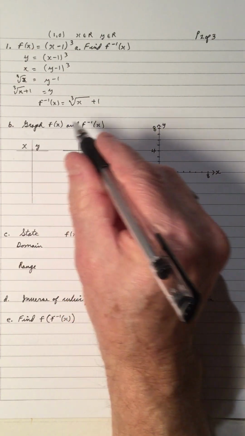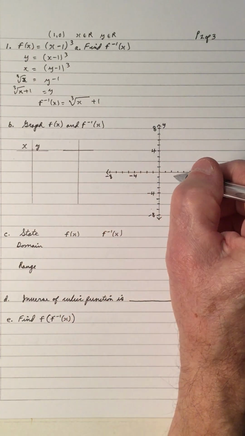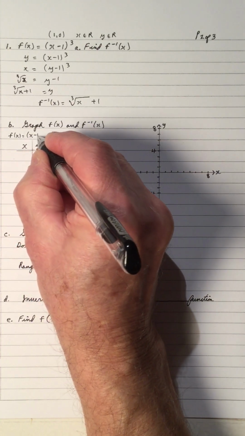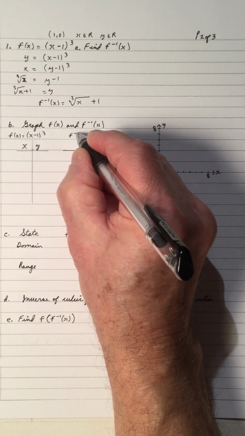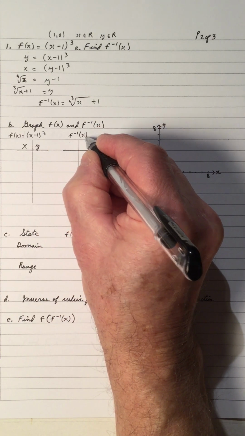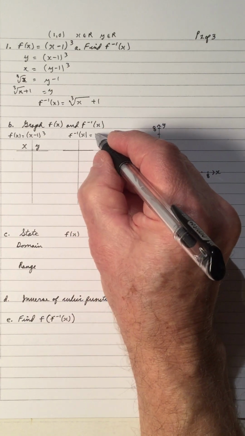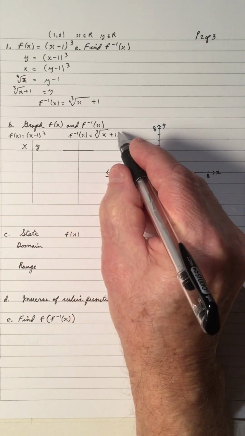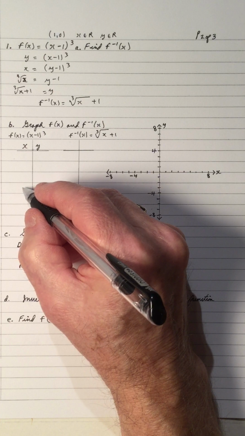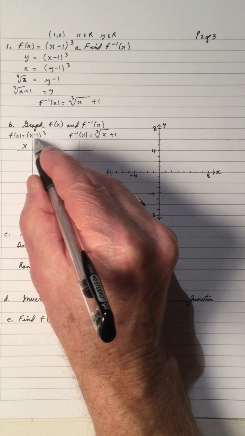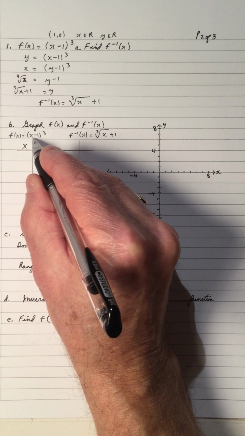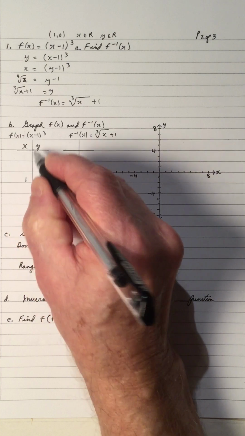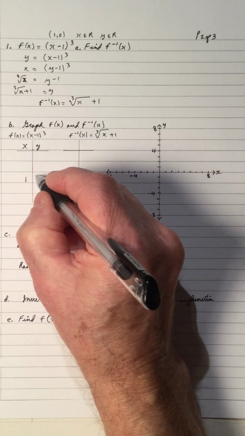So graph f of x and f to the negative 1, which is the inverse, on this axis. So f of x is equal to x minus 1 cubed. This is f of x. The f to the negative 1 of x is the inverse, which is the cube root of x plus 1. So I'm writing the two equations here, and I'm going to fill in the table of values. This is a cubic, a sideways s. So let's start with if we put a 1 in. 1 minus 1 is 0, 0 cubed is 0.